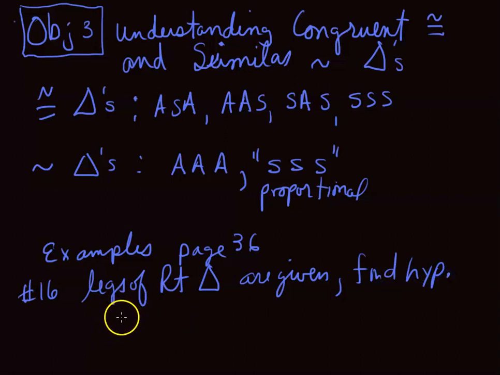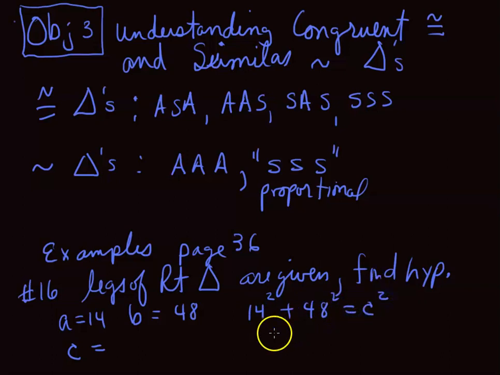That's one step. So A, they say, is 14. B, they say, is 48. Find C. Okay, well, we know from the Pythagorean theorem that if this is a right triangle and if these are the legs, then A squared, or 14 squared, plus 48 squared has to equal C squared.